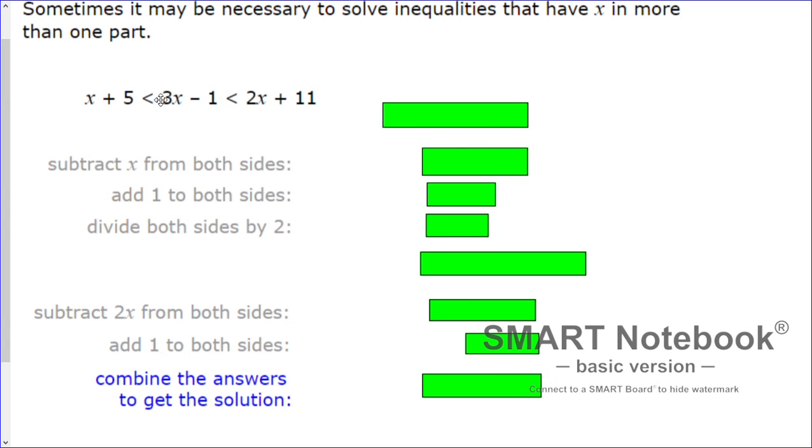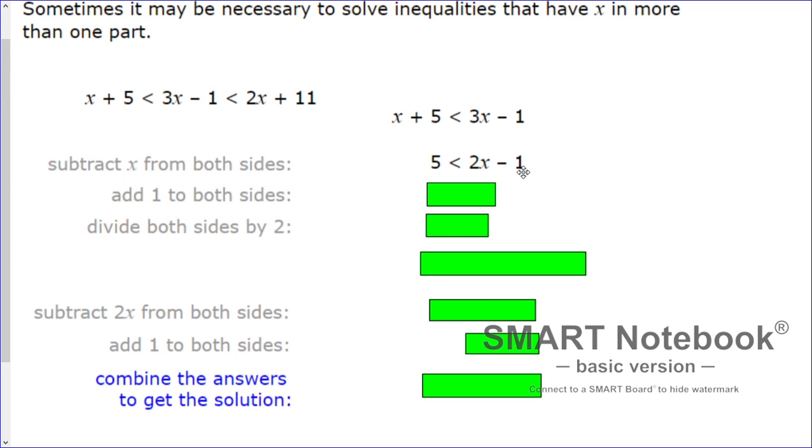x plus 5 is less than 3x minus 1. We're only going to deal with that inequality first. Okay? We subtract x from both sides. When we have x on both sides of the equation, we have to get x on one side. We like to keep it positive, so let's subtract the smaller value of x. Okay? So we're going to subtract x from both sides. We end up with 5 is less than 2x minus 1. We've taken away x from 3x.